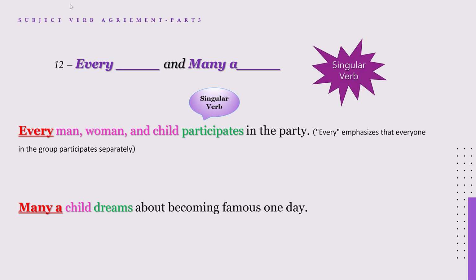Many a child dreams about becoming famous one day. Many a child is the subject of the sentence. This structure refers to a group of individual children, but it's treated as a singular subject because it emphasizes the idea that each child, one by one, dreams about becoming famous. So we use the singular verb dreams. Let's move on to another rule.